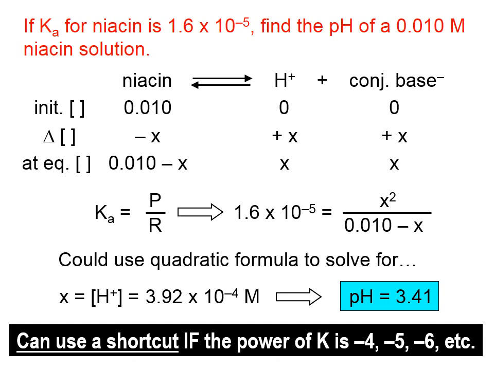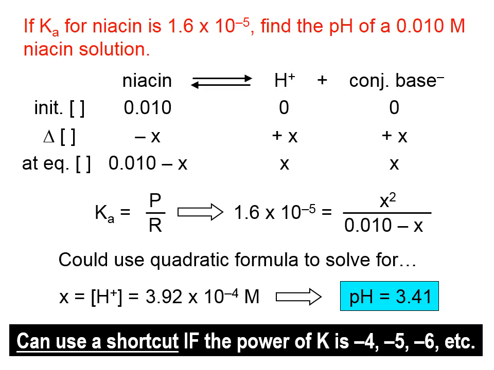Now, using the quadratic formula to solve this, it's not difficult, it's just a lot of work. And there is a shortcut. If the power of K is negative 4, negative 5, negative 6, negative 7, and so on, you can use it. If it's negative 3 or negative 2, don't use the shortcut that I'm going to introduce on the next slide. You will need to use the quadratic equation.